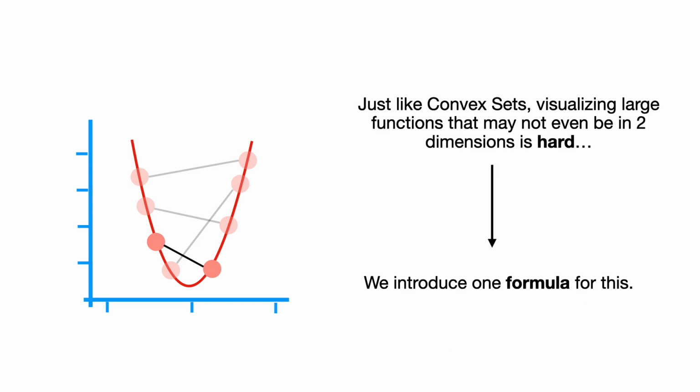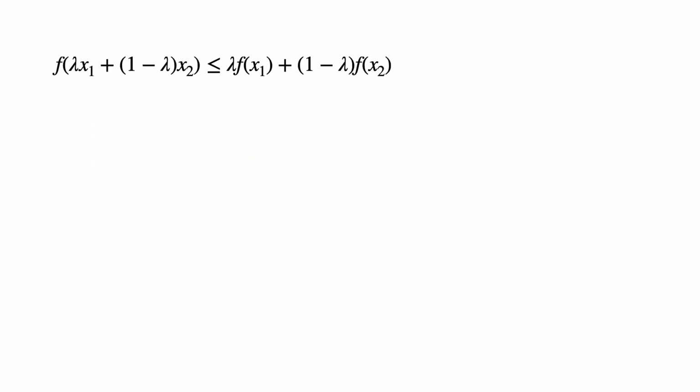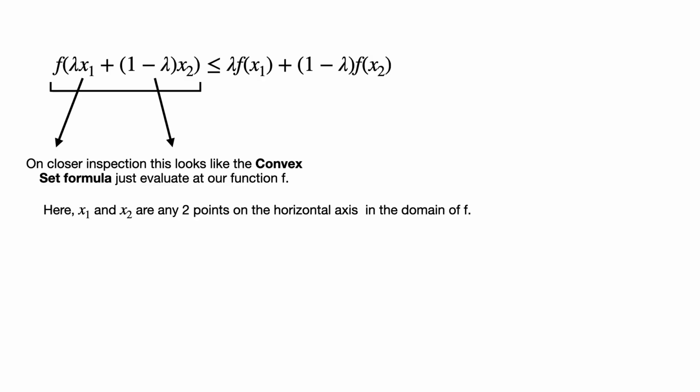We have an issue. Visualizing large functions that may not even be in 2 dimensions is hard. We introduce a formula for this. Whoa, this looks hard. Let's break it down. Let's start with the left-hand side first. On closer inspection, this looks like the convex set formula, just evaluated at our function f.